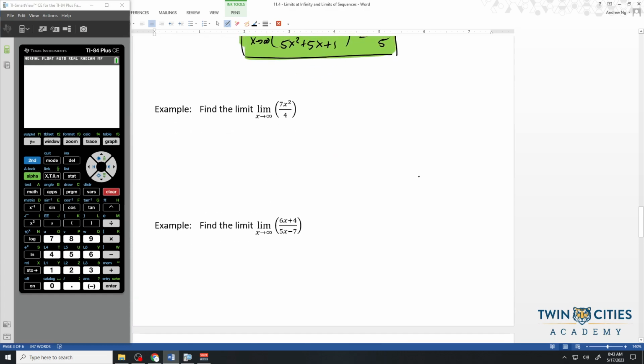All right, and a couple more. Here I've got the highest power is on top, so this limit does not exist.